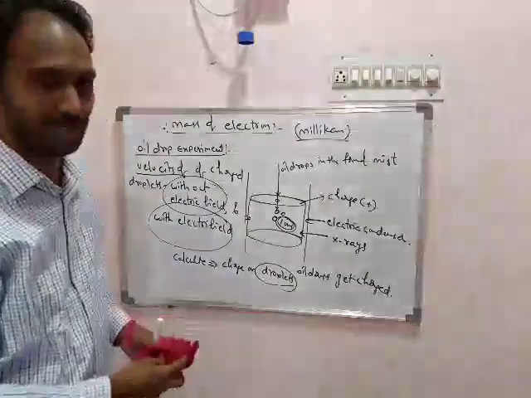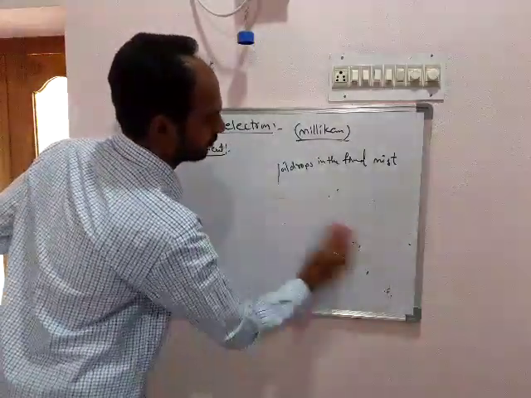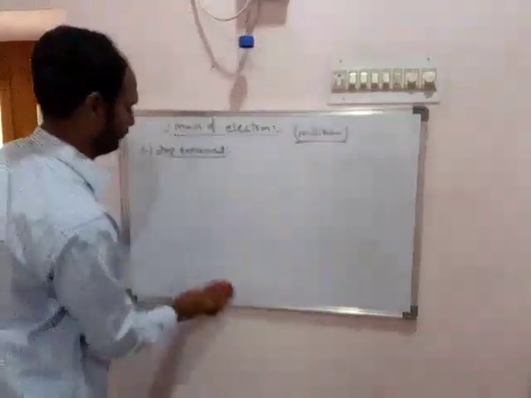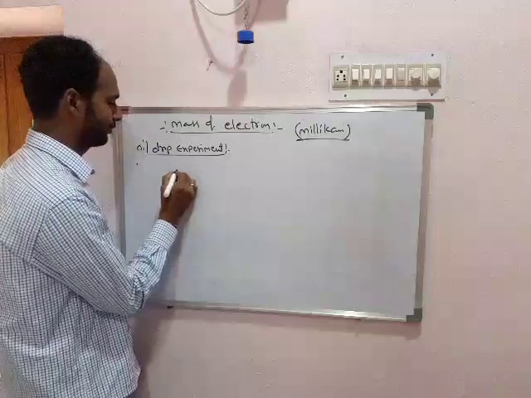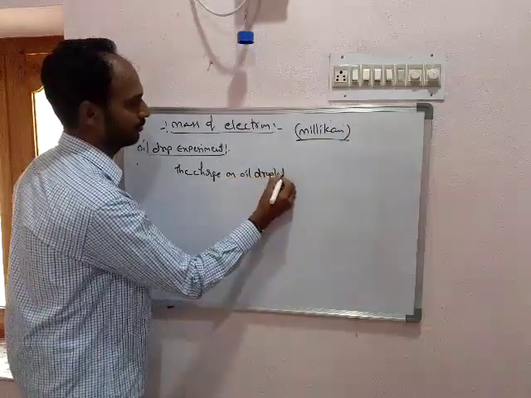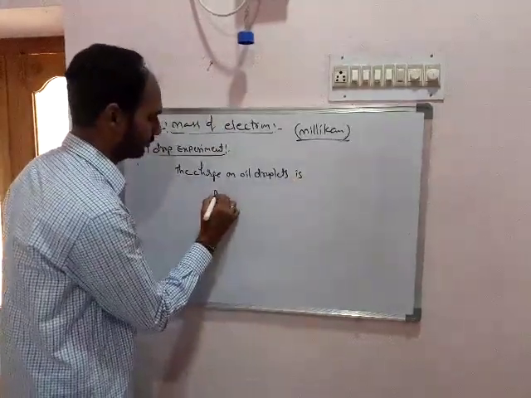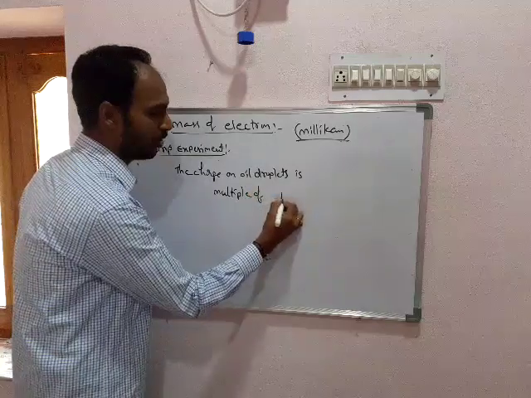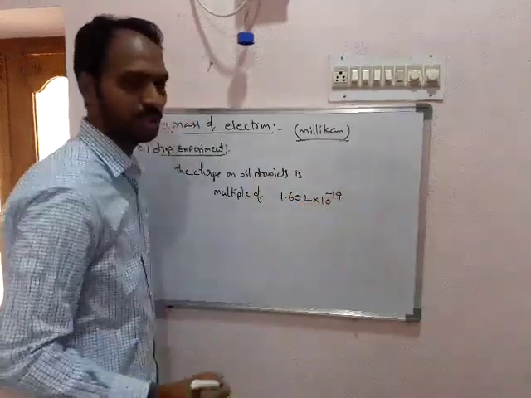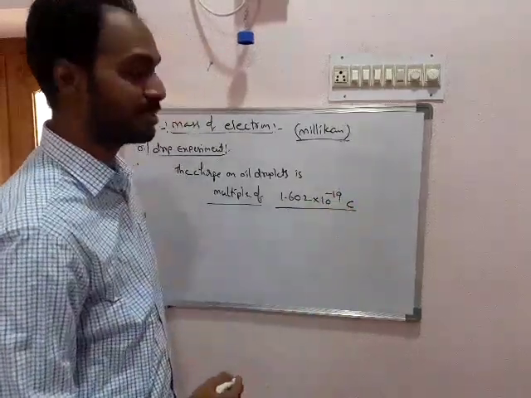After repeating this experiment many times by changing the electric field and calculating the charge on the droplets, he concluded that the charge on the oil droplets in every experiment is a multiple of 1.602 × 10^-19 coulombs.